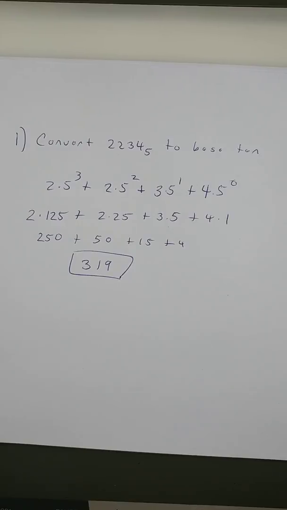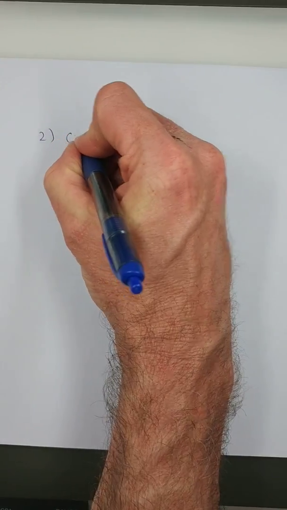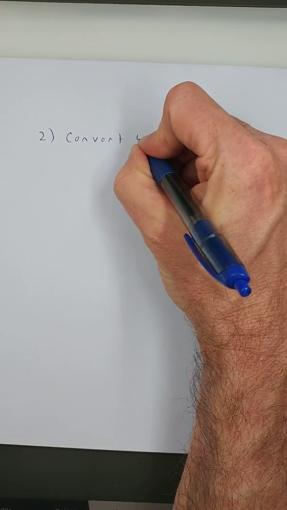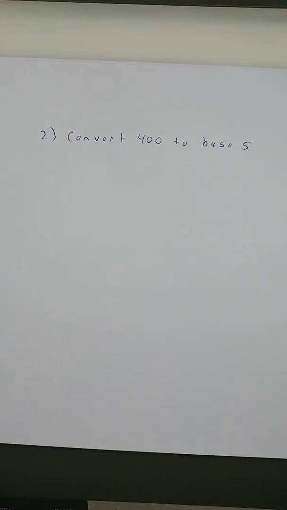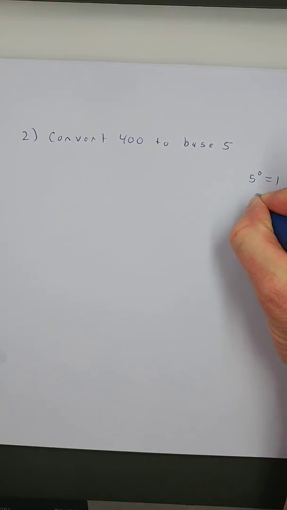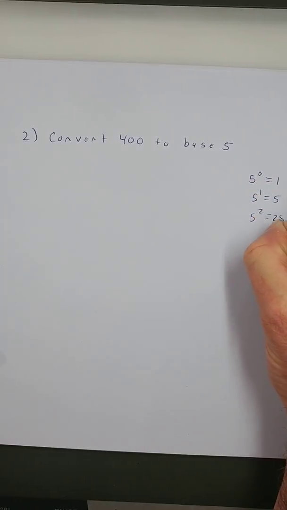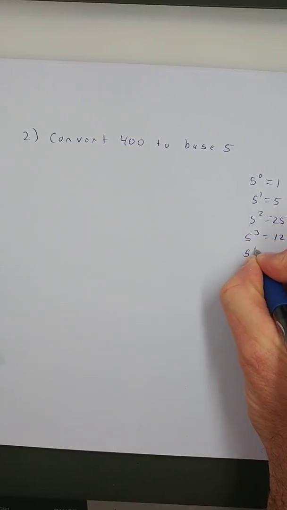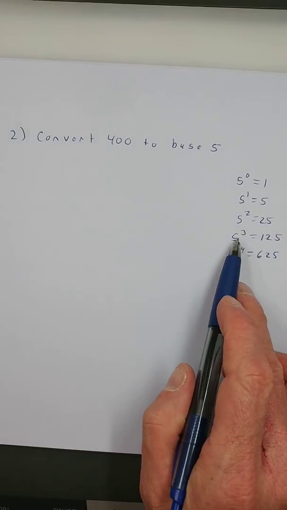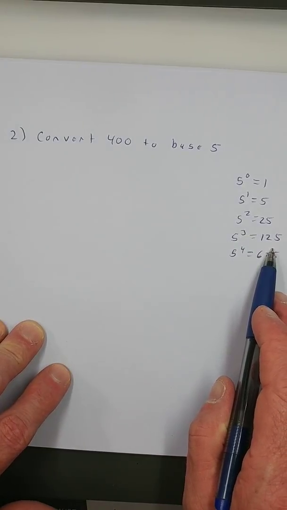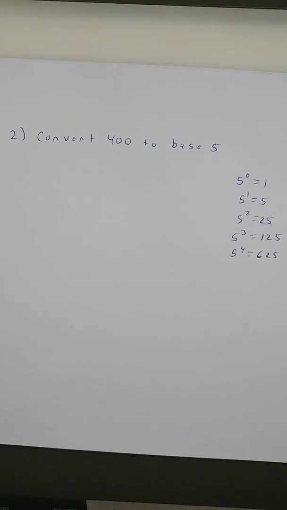Next, we'll convert a base 10 to base 5. So we're going to go back to the division algorithm. We're going to convert 400 to base 5. The first thing we'll do is copy our powers of 5. I'm just writing them down. Remember, 5 to the 0 is 1, so 5 to the first is 5. 5 times 5 is 25. 5 cubed is 125. 5 times 5 times 5 is 125. 5 to the fourth is 625.